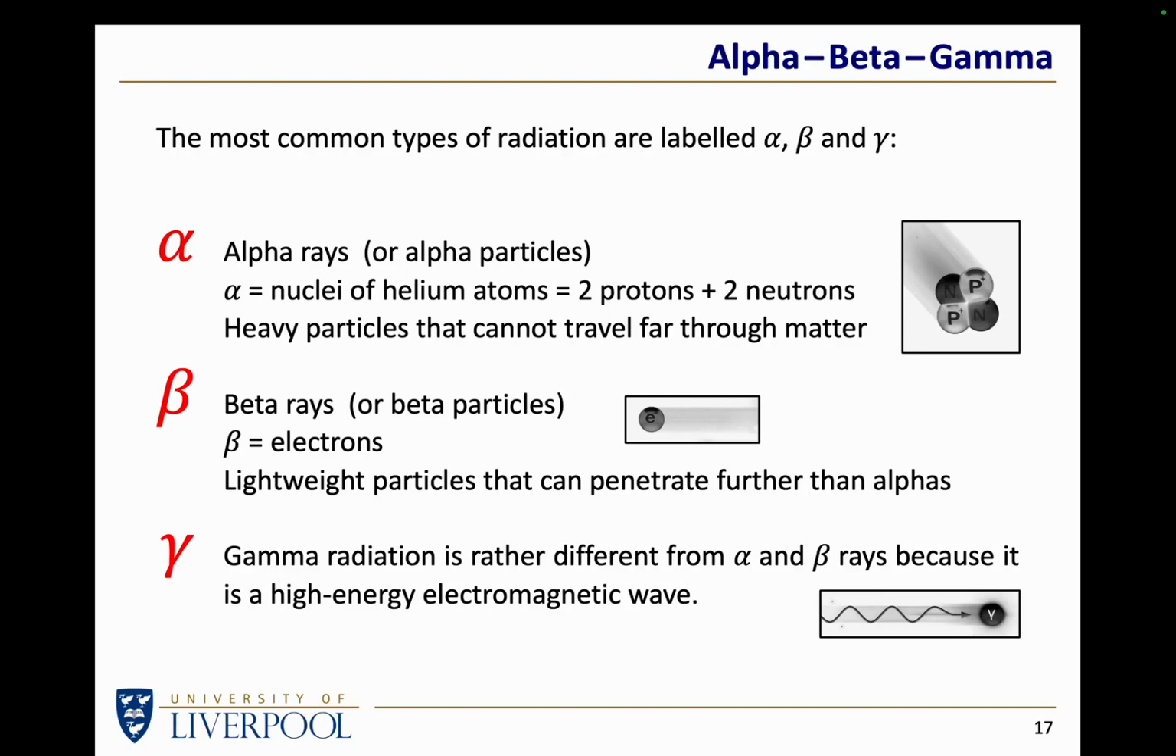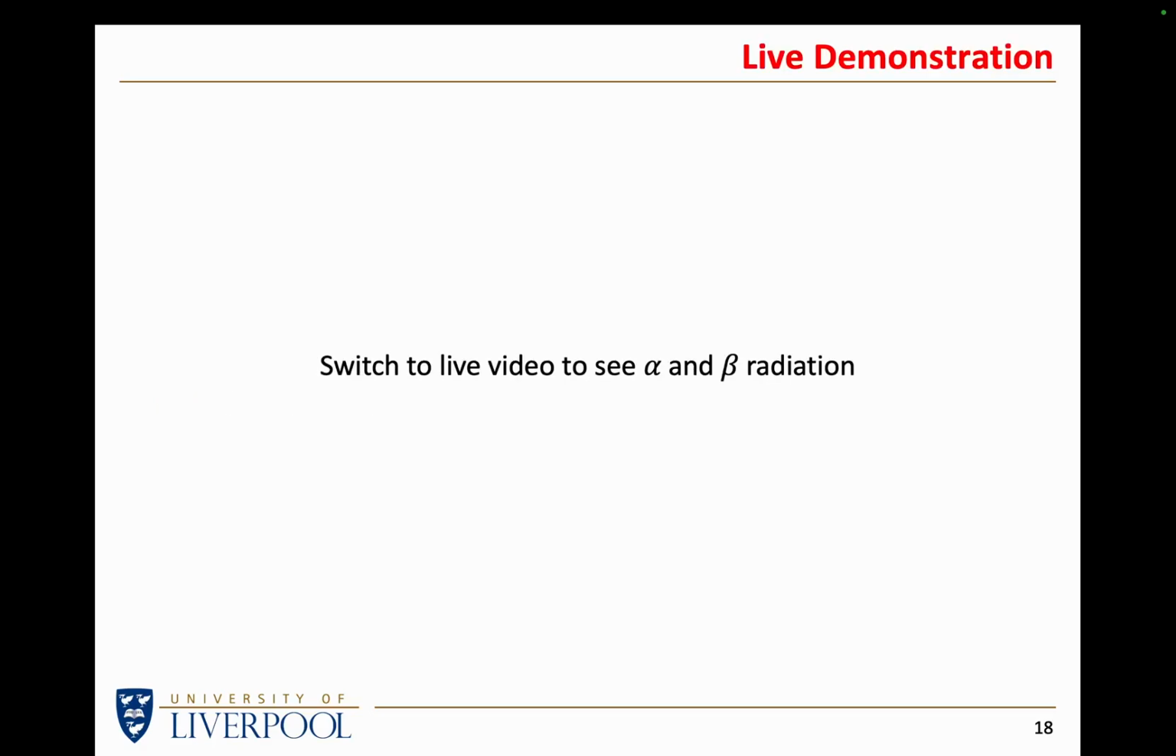Gamma is a little different because a gamma is an electromagnetic wave. It's not a particle in the same sense that an alpha ray or a beta ray is. A gamma ray is an electromagnetic wave. And as it happens, they don't show up in cloud chambers, but they do produce clicks in Geiger counters. So that's the alpha and the beta and the gamma. There are other ways that a nucleus can change, but we're not going to be thinking about those this evening.